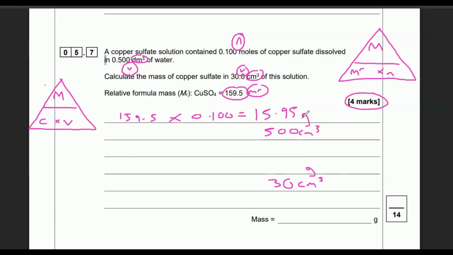You could work out how many grams per centimeter cubed. So another way is 15.95 divided by 500. That works out how many grams per centimeter cubed, and then times by 30. That's another way to do it. I'm going to do it that way. Divide by 500 equals that, times 30 equals, I got 0.957 grams. So we could do it like that as well. Okay, that is 4 fat marks. There's a number of ways to do this, but it wasn't exactly easy.